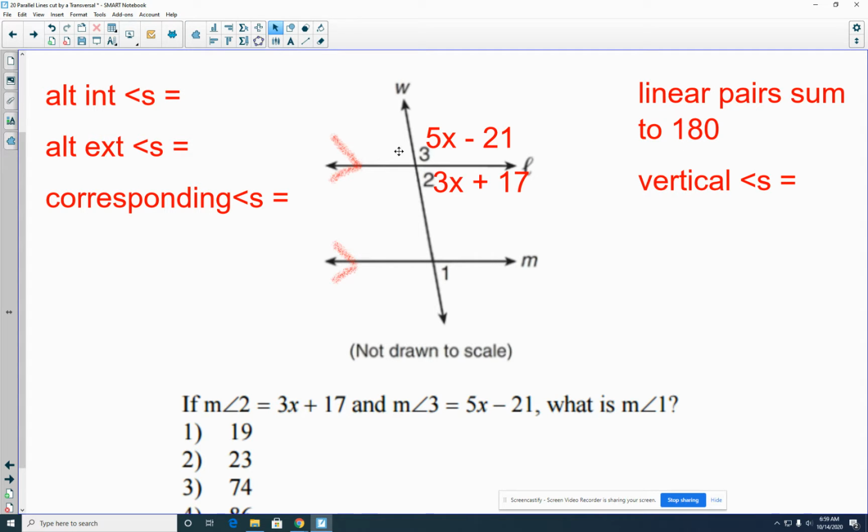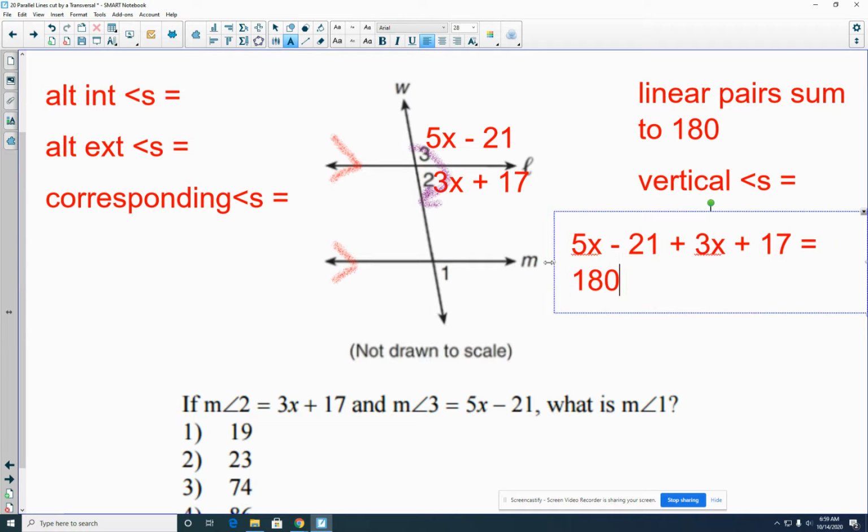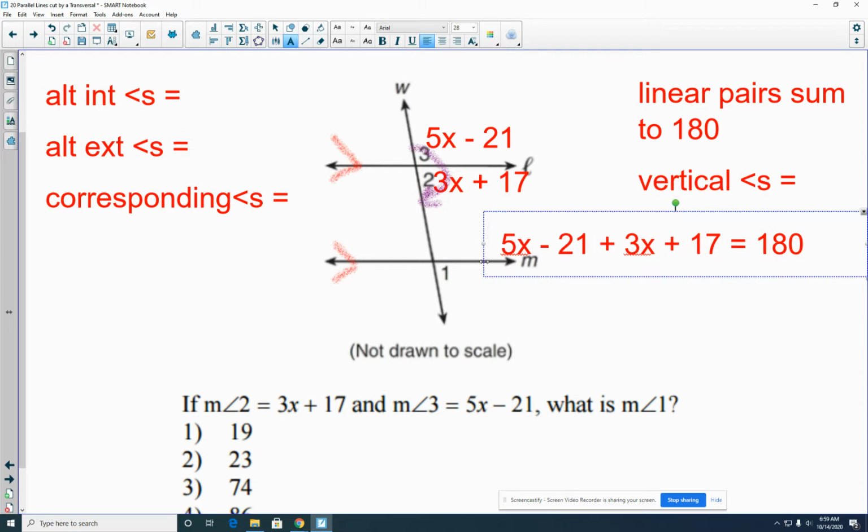So if two angles are on a straight line, these are in fact a linear pair. So these two angles must sum to 180. So it's going to be my first equation. My first equation is going to be 5x minus 21 plus 3x plus 17 equals 180. Okay? And I can combine like terms and I can solve.